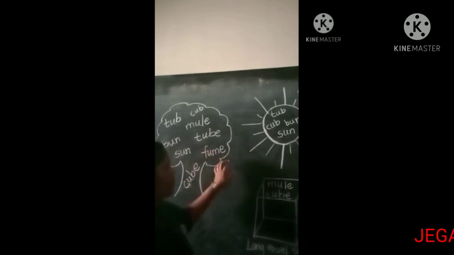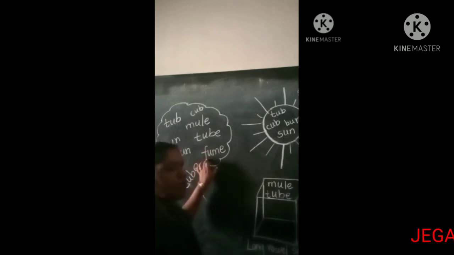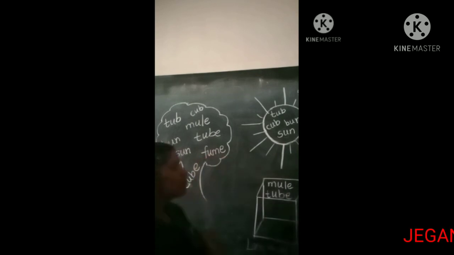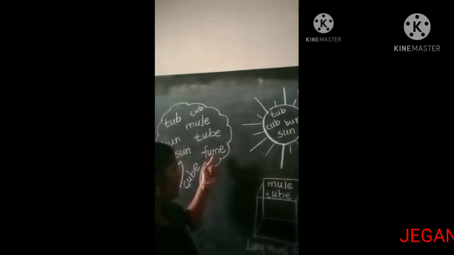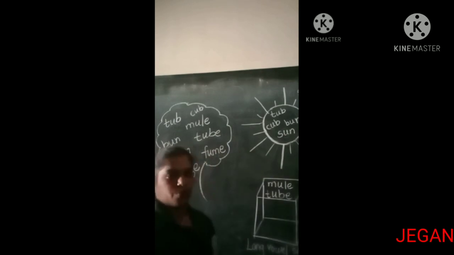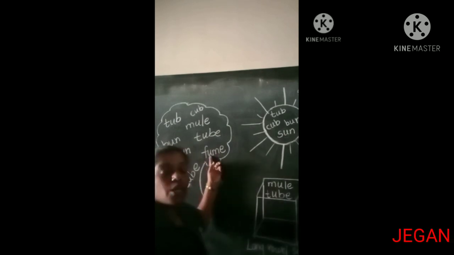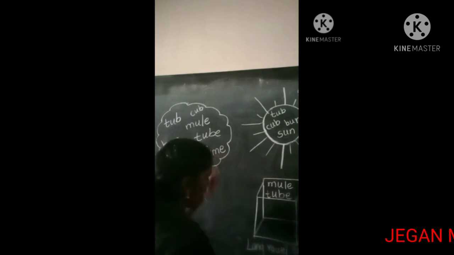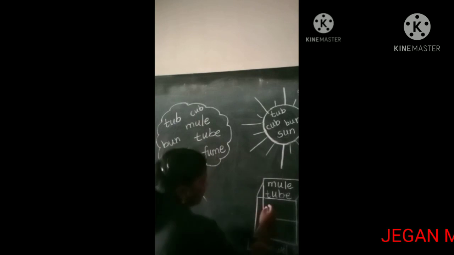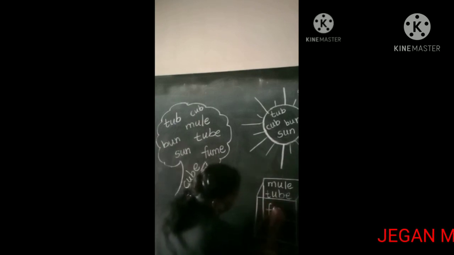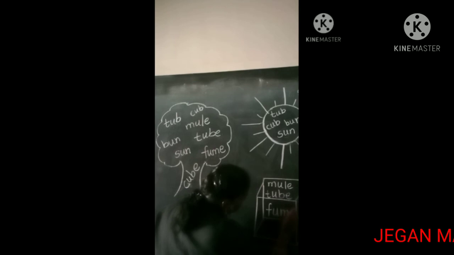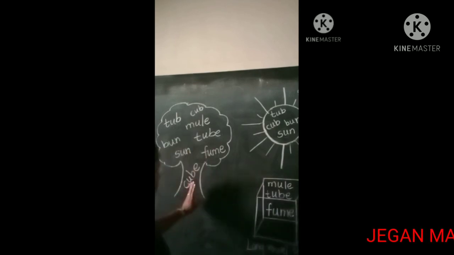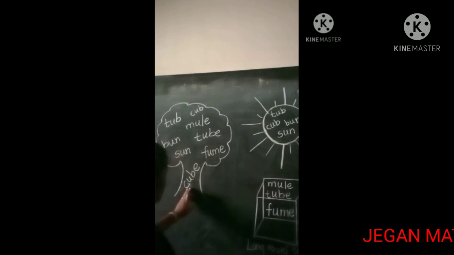Now look at the next one. Fume. Did you hear the name of the letter U? What letter is this? Letter U. So the word fume has long vowel sound. Now see the last word.